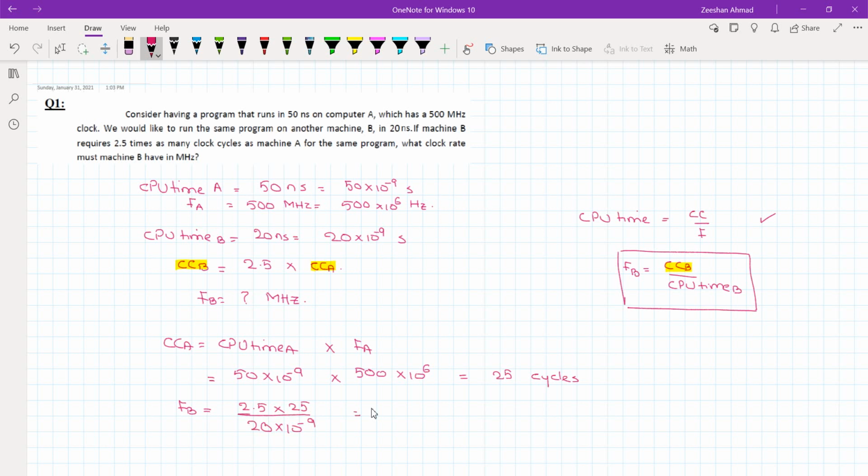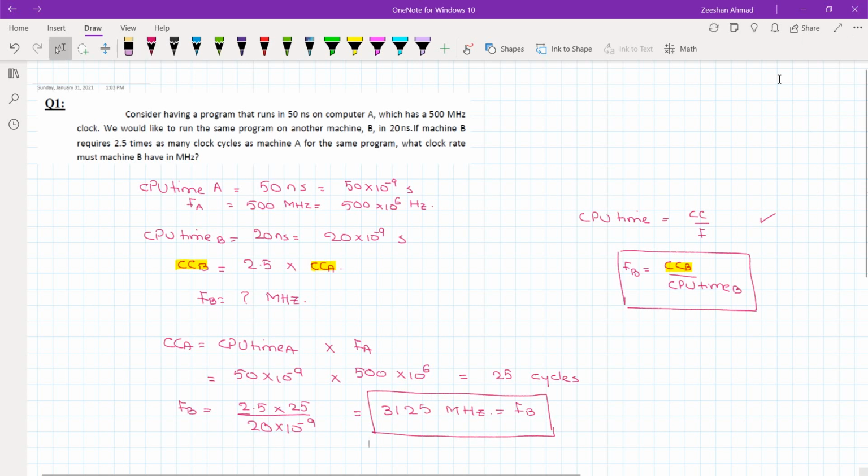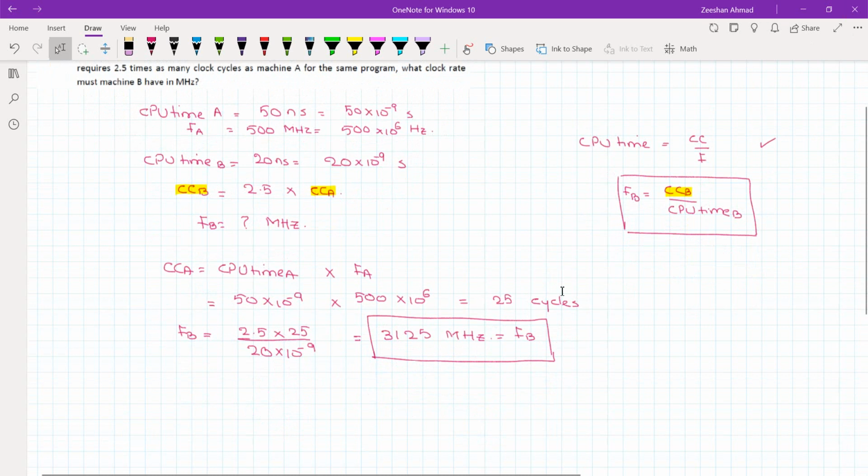Okay, so when you solve it, this will be equal to 3125 megahertz here, since this is what you need. So this is your solution. Let me write it here as FB. So this is basically your required solution to this question. So basically, it was a very straightforward, simple question where we just used the formulas which we studied in the beginning of the tutorial here.